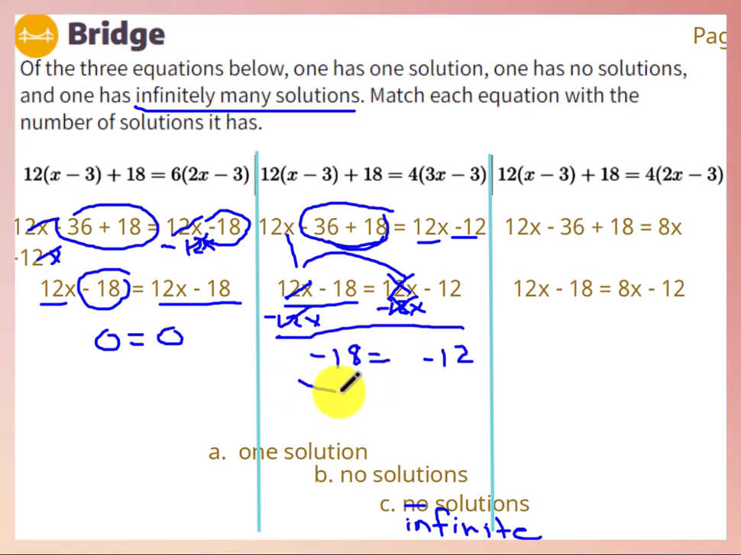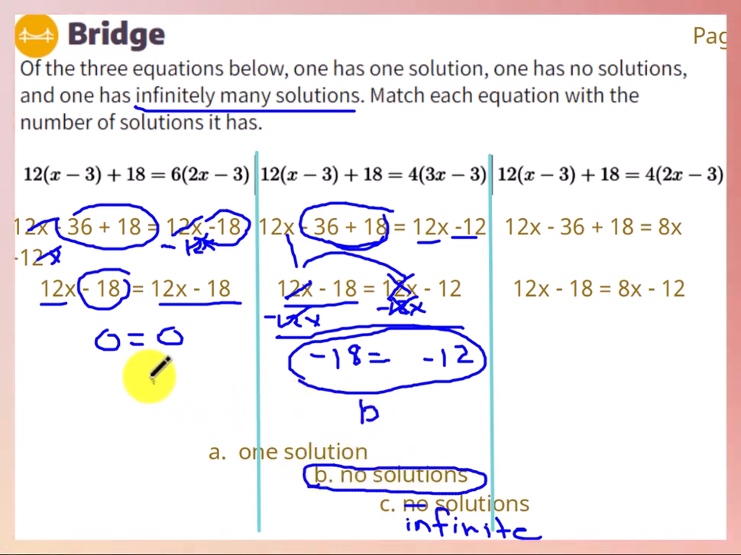Now let's look at that statement. That statement is never going to be true, no matter how I try to move things around. That's going to mean that there are no solutions. So this is going to be B. This is going to be C. Let's see if this last one has one solution.